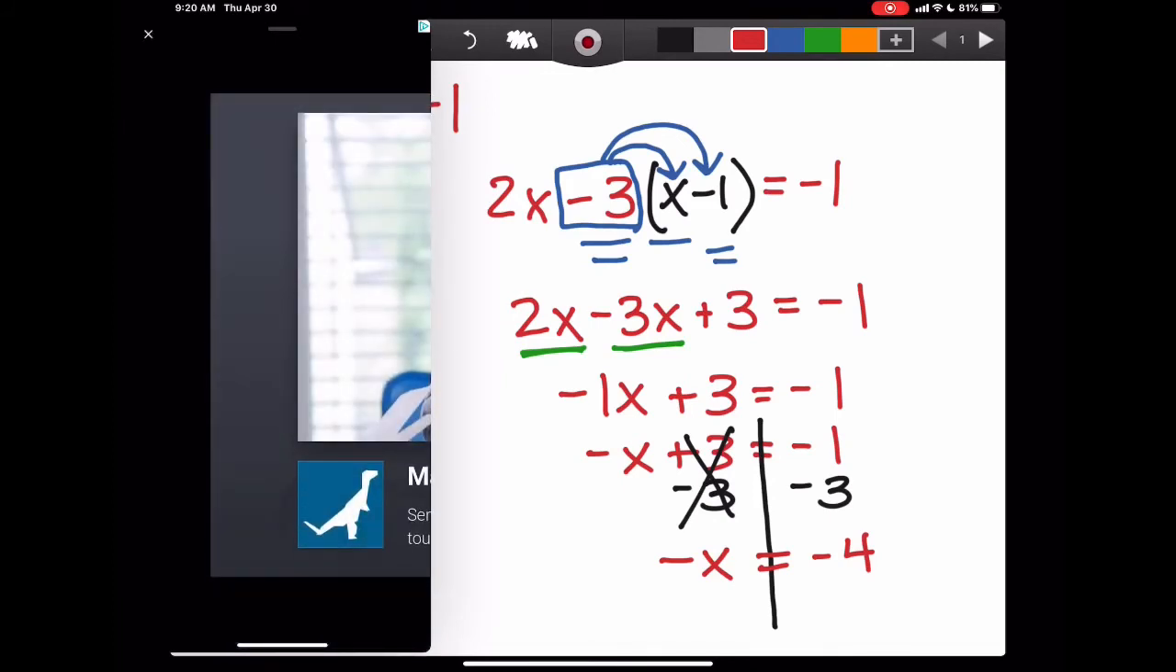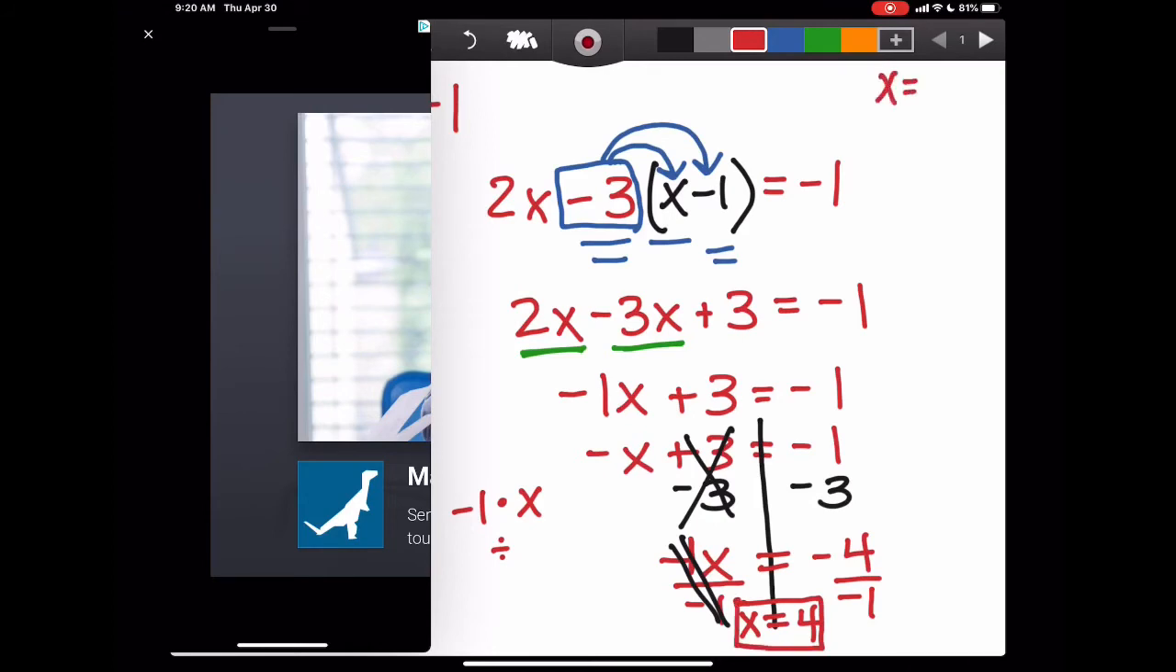Now, remember, we said that this is just like saying a negative 1x. And a negative 1x is basically saying negative 1 times x. So the opposite of multiplication would be division. So to isolate this x on the side, I need to divide by a negative 1 on both sides. These negative 1s will cancel out here, and I will just be left with x. So x will be equal to negative 4 divided by negative 1, which will give you a positive 4. So my x is a positive 4.